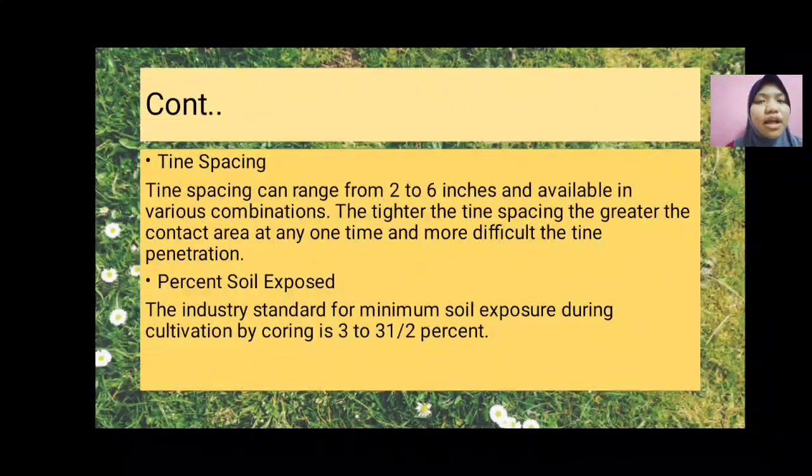The fourth factor of the equipment is tine spacing. Tine spacing can range from 2 to 6 inches and is available in various combinations. The tighter the tine spacing, the greater the contact area at any one time and the more difficult the tine penetration. And lastly is the percent soil exposed. The industry standard for minimum soil exposure during cultivation by coring is 3 to 31 per 2%.